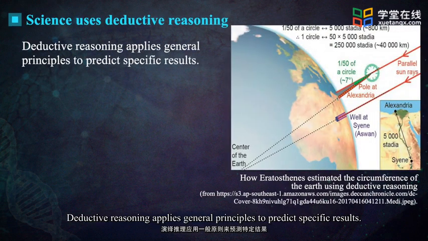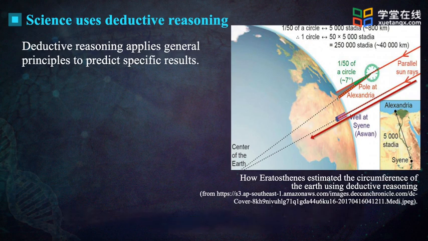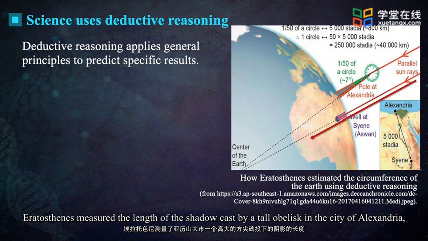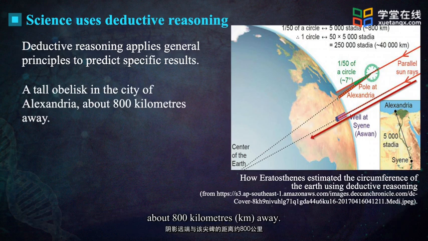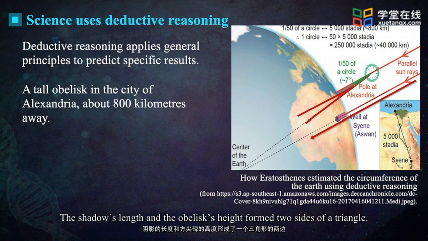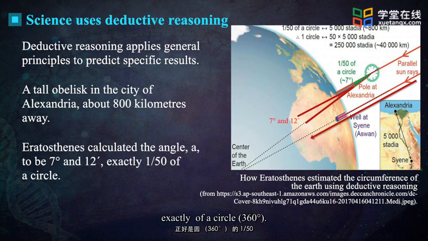Deductive reasoning applies general principles to predict scientific results. On a day when sunlight shone straight down a deep well at Syene in Egypt, Eratosthenes measured the length of the shadow cast by a tall obelisk in the city of Alexandria, about 800 kilometers away. The shadow's length and the obelisk's height formed two sides of a triangle. Eratosthenes calculated the angle A to be 7 degrees and 12 minutes, exactly 1/50th of a circle.